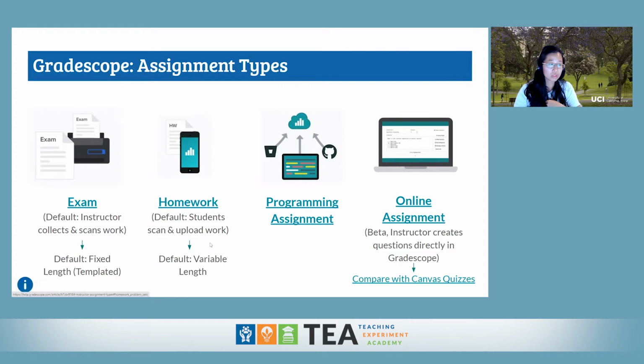And for homework, the default is a variable length. So it's important that you know the difference in order to determine which one you're selecting, right? Now, the next assignment type is a programming assignment. And I'll be very honest with you, they're a bit beyond my understanding. So if you know coding and programming and things like that, this is the thing for you. Many faculty have reported a lot of success. They love using Gradescope for their programming assignments.